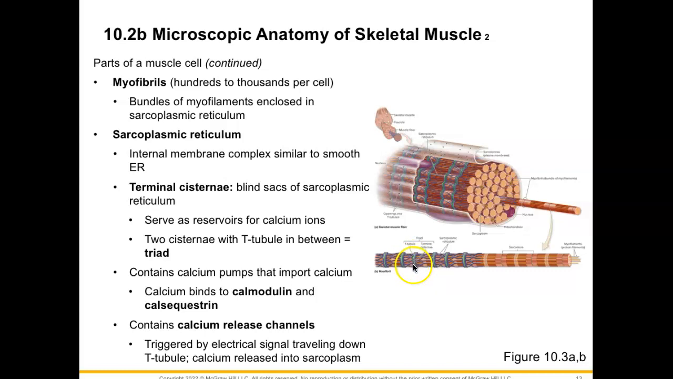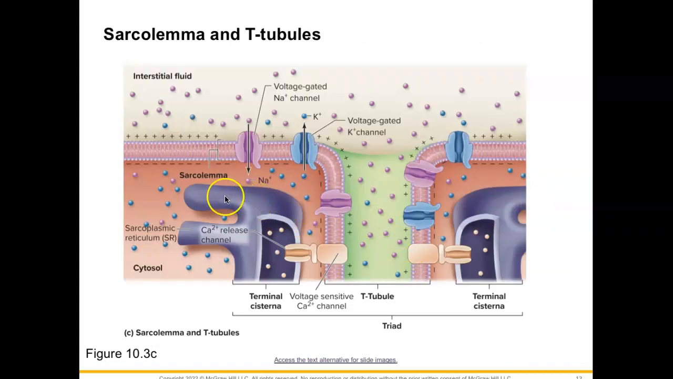These portions in here are known as the terminal cisternae. So I'm going to go back one slide to show you this. So here's the sarcoplasmic reticulum over here, and the portion that is closest to this T-tubule is called the terminal cisterna, or if we're talking about plural, terminal cisternae. And so on both sides, the terminal cisternae and the T-tubule in the middle is all known as a triad. Okay, so one terminal cisterna plus T-tubule plus another terminal cisterna of the sarcoplasmic reticulum is known as a triad.